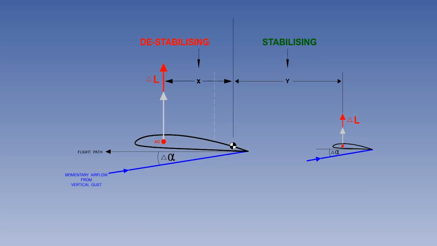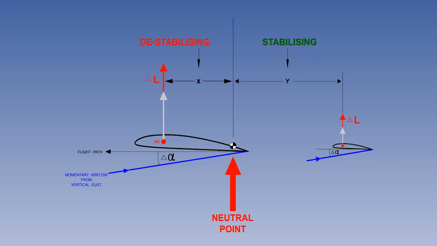What type of longitudinal static stability would this be? Neutral longitudinal static stability. The CG position that will give the aircraft neutral longitudinal static stability is called the neutral point.